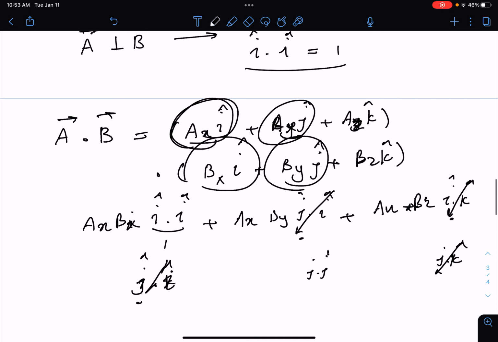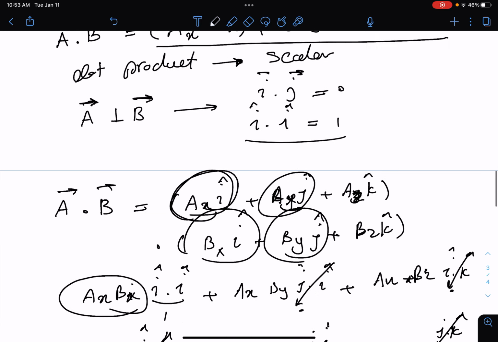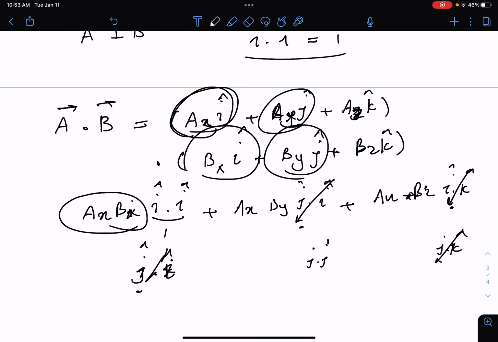And eventually, when you clean it up, you will get ax bx plus ay by plus az bz. Pretty simple. That's why a dot product of two vectors is going to give us a scalar. Very simple proof.